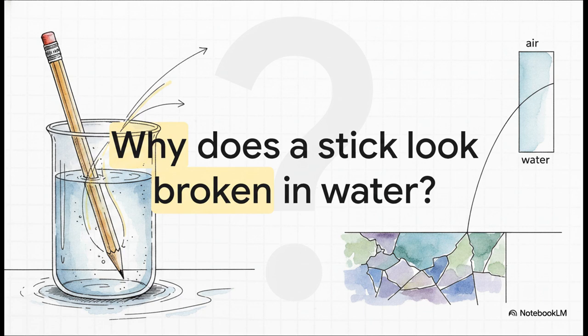Think about a perfectly ordinary, everyday optical illusion. You take a straight stick, or maybe a straw, drop it into a glass of water, and suddenly it looks completely broken. It gets all jagged and bent right at the surface. Why does it do that? We've all seen it a million times, right? But very few of us actually stop to think about the physical mechanics behind it.